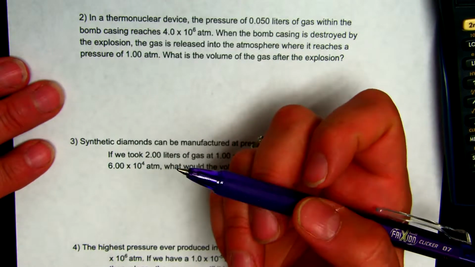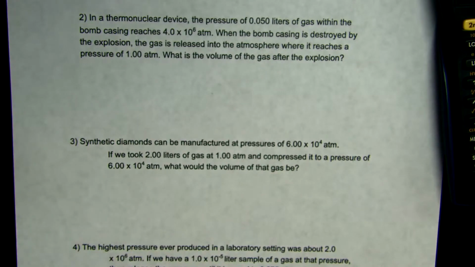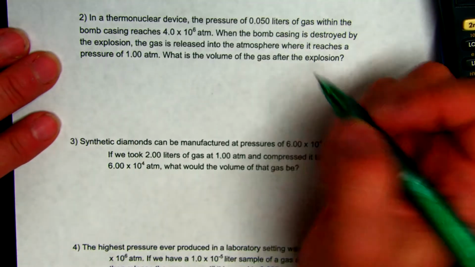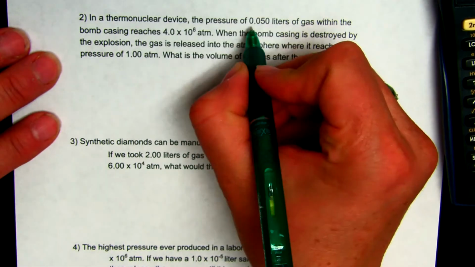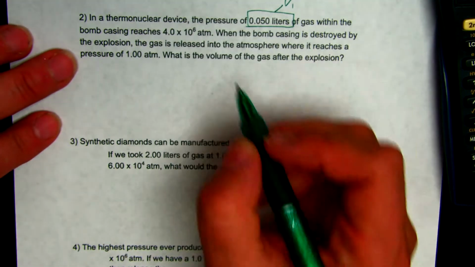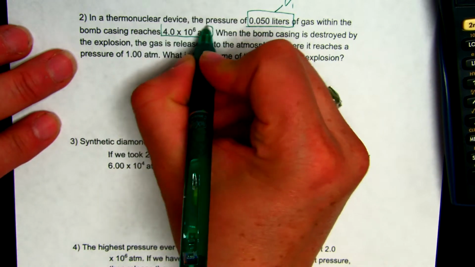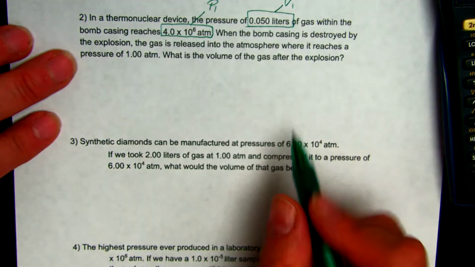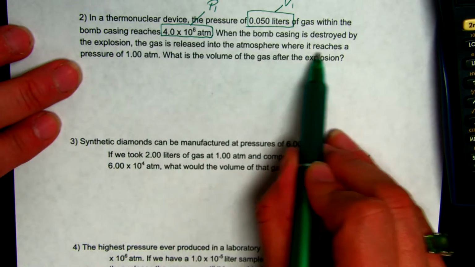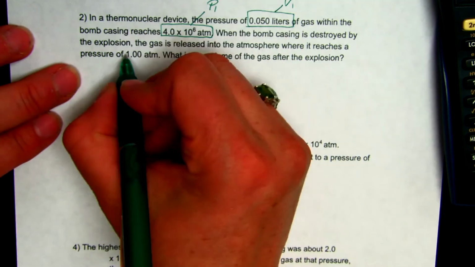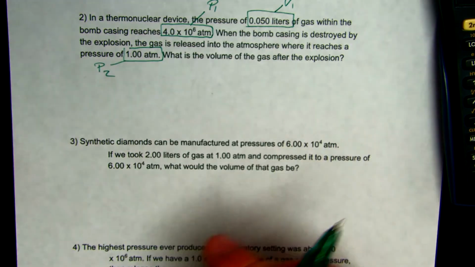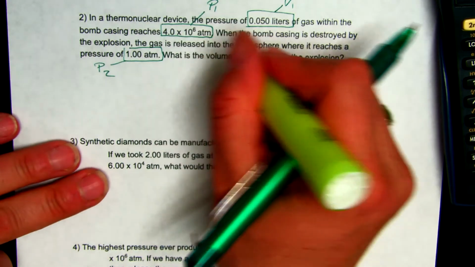So, the first thing again, what you do is you underline everything that is given. The first thing that we have is liters, so here's your V1, and we have our P1 right here. When the bomb casing is destroyed by the explosion, the gas is released into the atmosphere where it reaches a pressure of 1 atm, which is Earth. There's your P2.